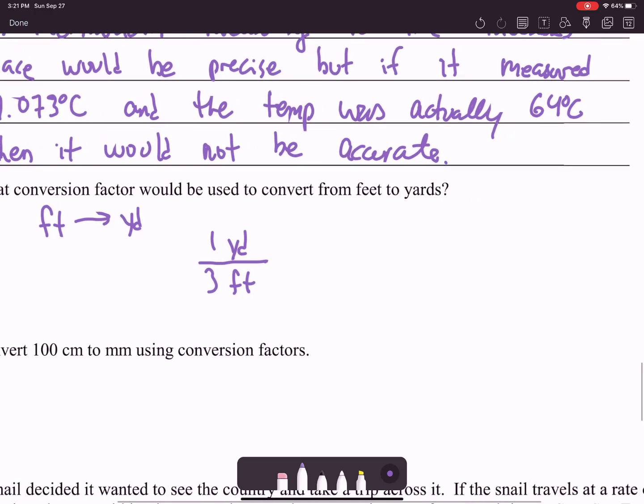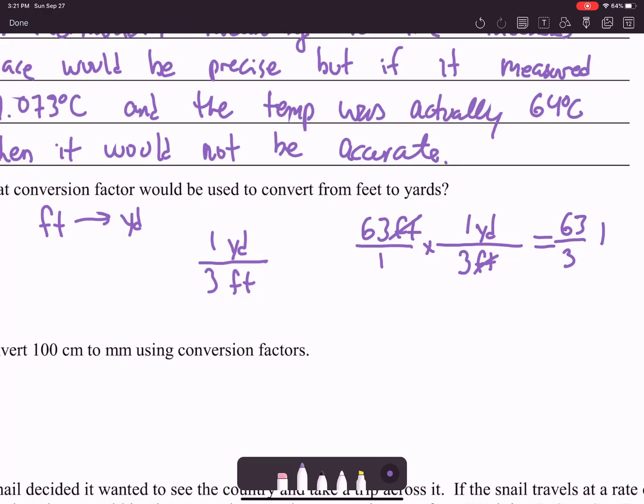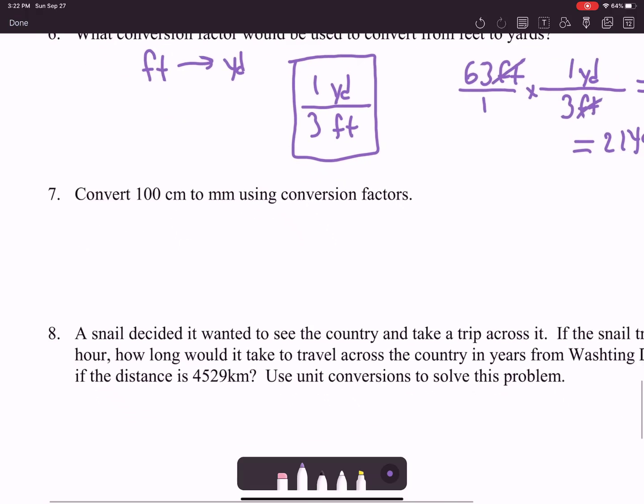For example, if you wanted to convert 63 feet to yards, we're going to start with that measurement over 1. We're going to use the unit conversion factor I just constructed. The feet cancel out, and we end up with a ratio of this, 63 over 3 yards. And if we actually do that, it would become 21 yards. So our answer really is this conversion factor. Converting from feet to yards, we would use that. If we wanted to convert from yards to feet, it would be the reciprocal of that conversion factor.